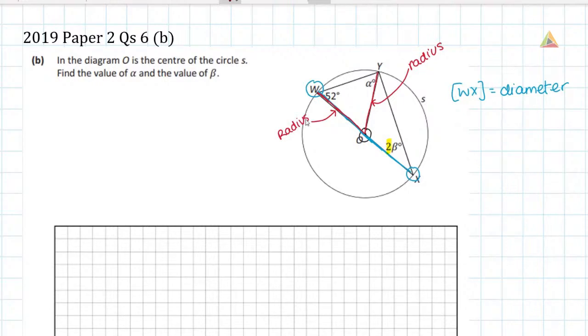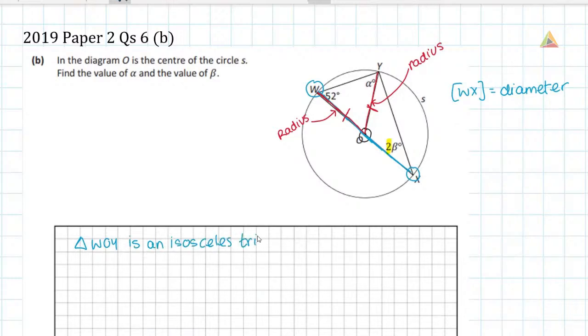So when I look at the triangle that starts at W to O to Y and back to W, I have a triangle with two sides of the same length. So that means I have an isosceles triangle. So I'm going to say the triangle WOY is an isosceles triangle.